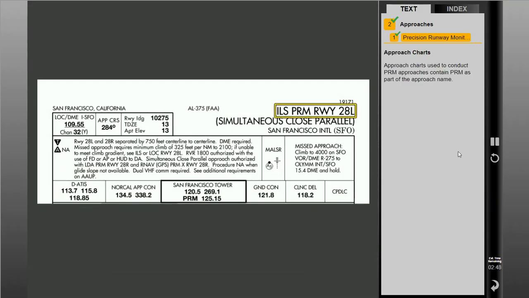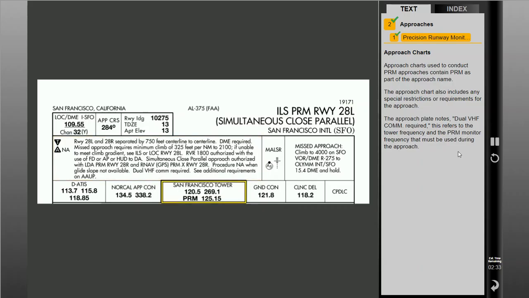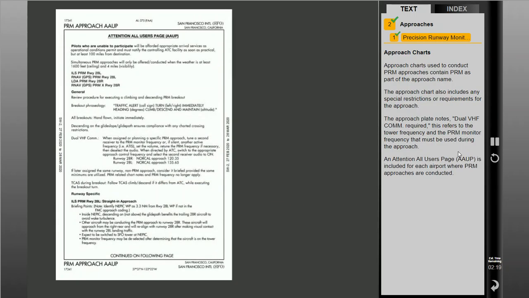Approach charts used to conduct PRM approaches contain PRM as part of the approach name. The approach chart also includes any special restrictions or requirements for the approach. The approach plate notes, dual VHF comm required. This refers to the tower frequency and the PRM monitor frequency that must be used during the approach. An Attention All Users page is included for each airport where PRM approaches are conducted.